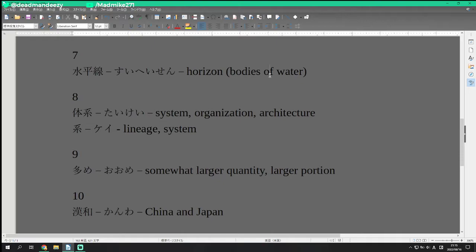But in Japan, they don't have many of those, so I wouldn't be surprised if they use sui hei sen for a flat one and chihei sen for the horizon if it's kind of uneven. Sui hei sen is the horizon of water.